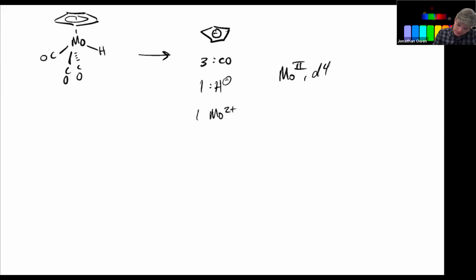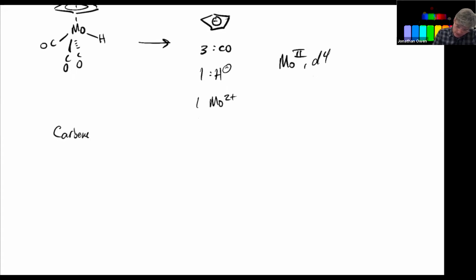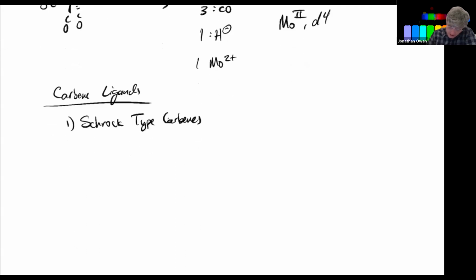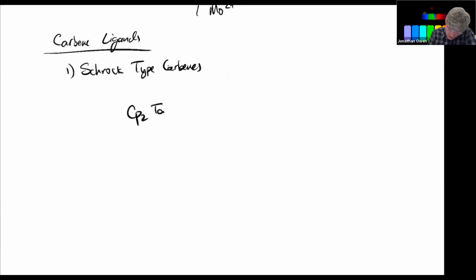Let's take a look at some carbene ligands here. I love carbene ligands. They are fun. There's 2 kinds. Again, complexes and ligands named after famous inorganic chemists, kind of like named reactions from an organic chemist. This is a Schrock type carbene, after Dick Schrock, Nobel Prize winner. Where's the carbene? The carbene is that CH2 there. People call that a Schrock type carbene.